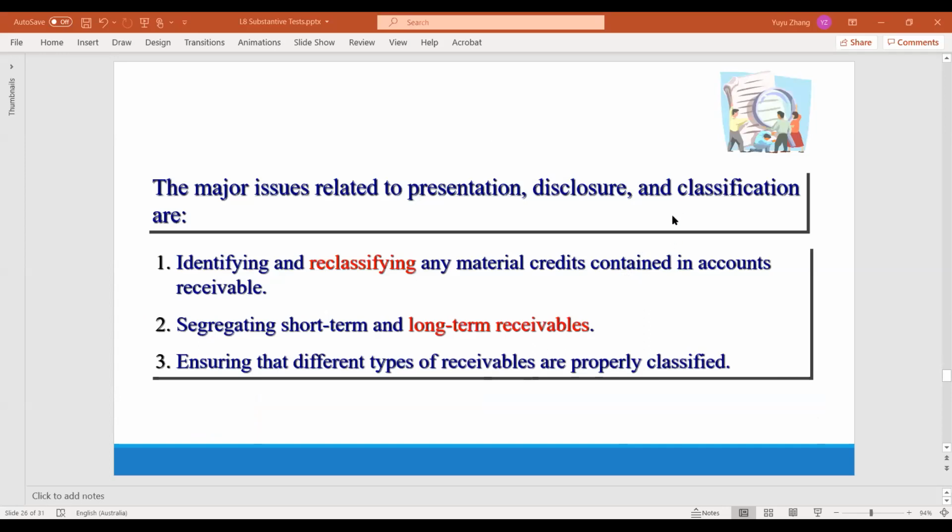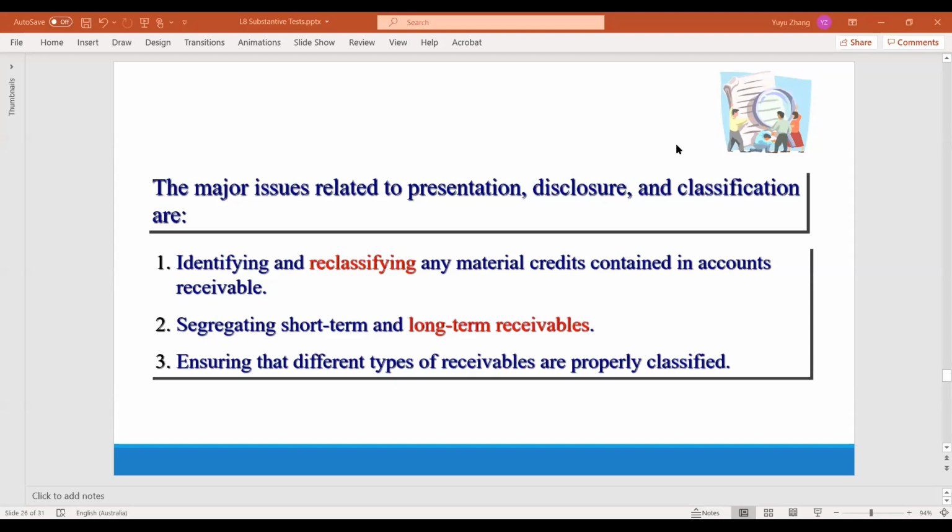Okay, so we are about finished. And for the final assertion we want to mention is presentation, disclosure, and classification. Because sometimes, for example, one customer's account has been recorded to another customer's account. So this misclassification would be quite annoying to the customer and also will affect your trial balance, right? And also the credit policy.